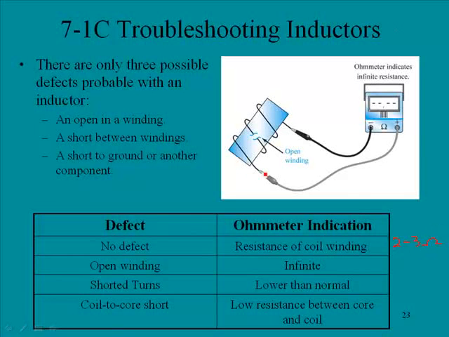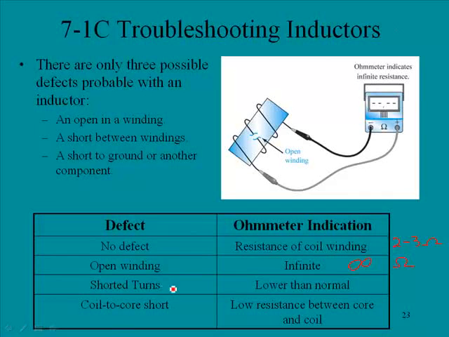Okay, the next one would be open windings, and in this case here we have an open, and in this case the resistance would be infinite. We would have infinite resistance here, so if you read infinite resistance in a coil, you have an open.